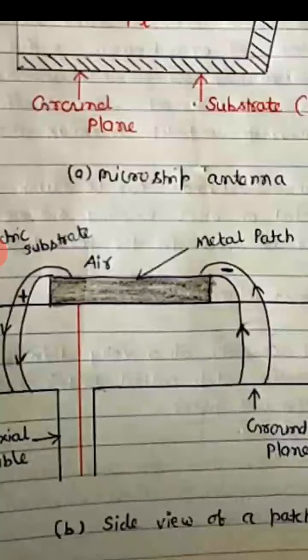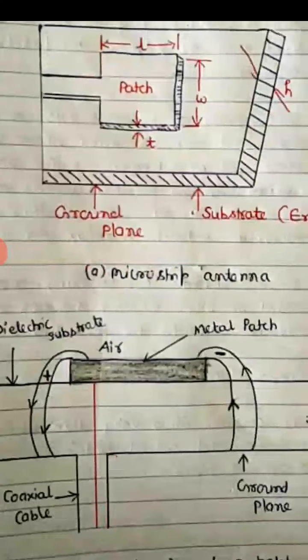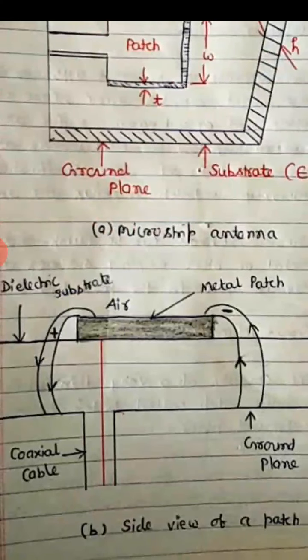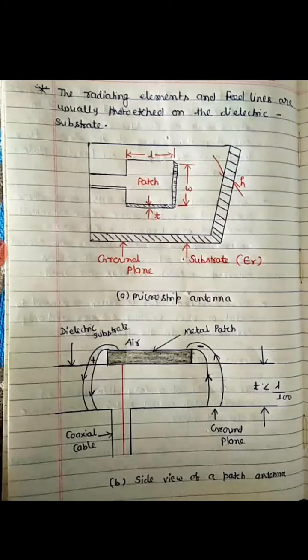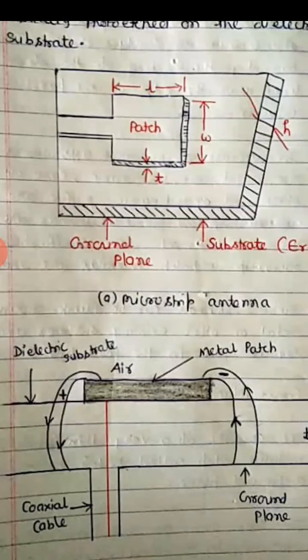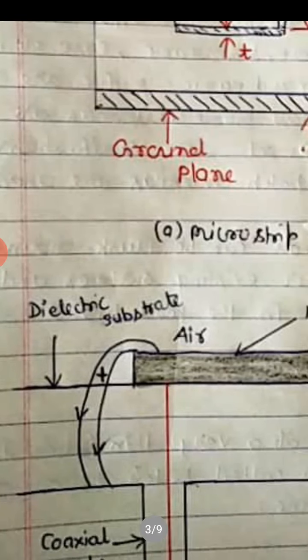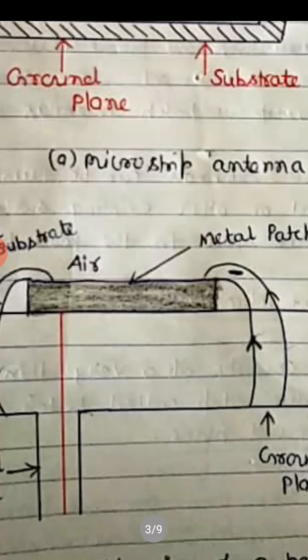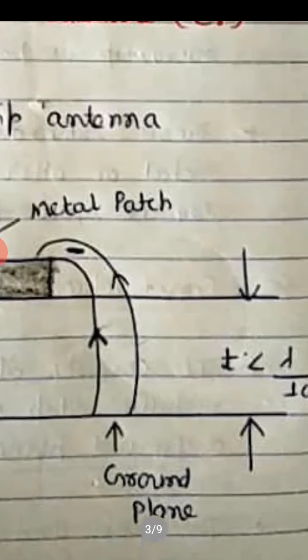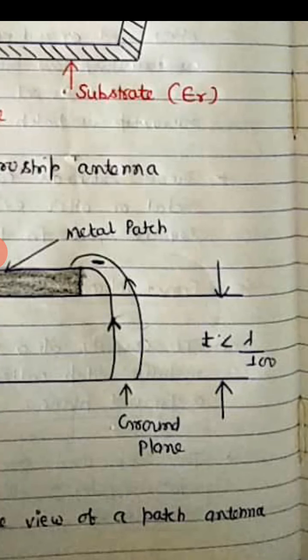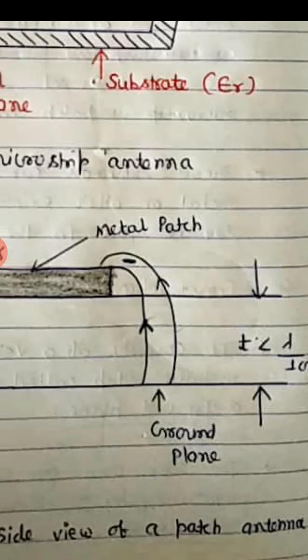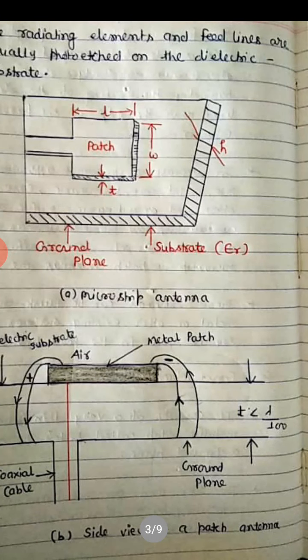Now see this side view. Side view of the microstrip antenna. Here you can see this is the dielectric substrate. This is the coaxial cable. The ground plane thickness should be less than lambda by 10, lambda by 100, sorry. Now this is the metal patch.